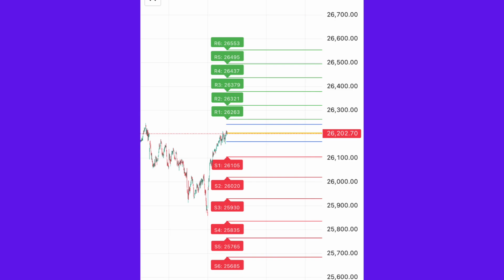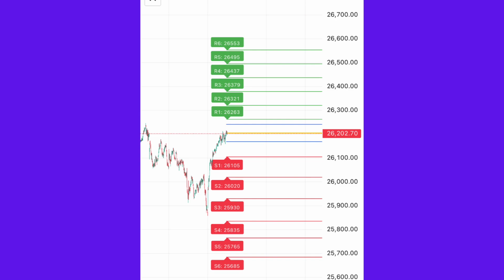Support and resistance levels explanation. Here are the major levels for tomorrow. Resistance levels. R1: 26,263, R2: 26,321, R3: 26,379, R4: 26,437, R5: 26,495, R6: 26,553. These are the zones where the market may face supply. Especially R1 and R2 will play a crucial role during the first hour.